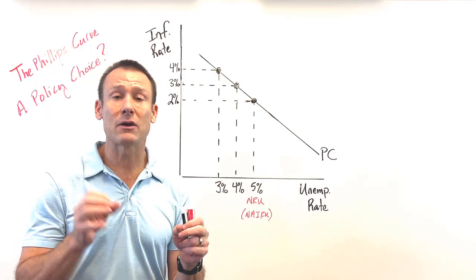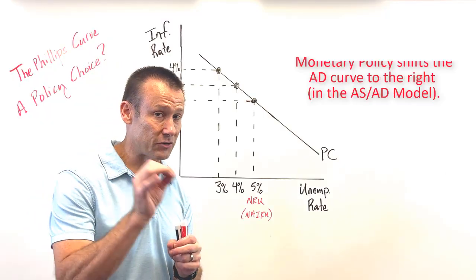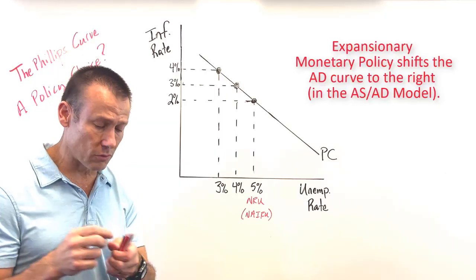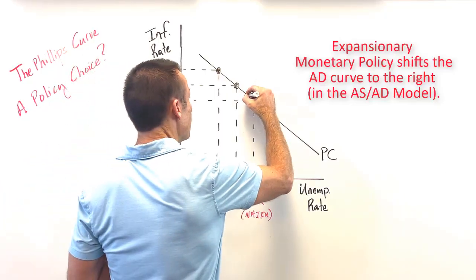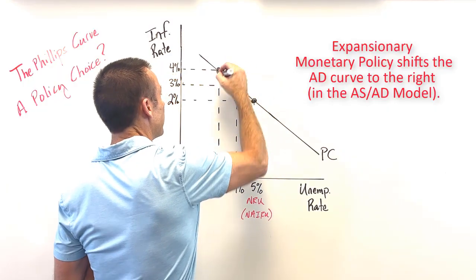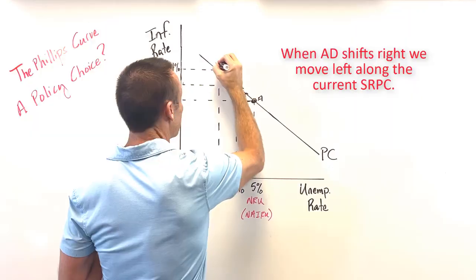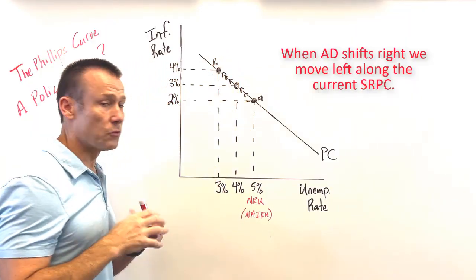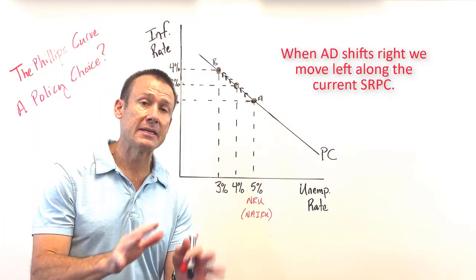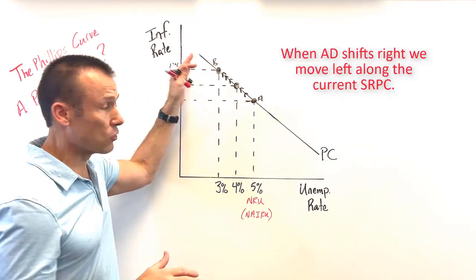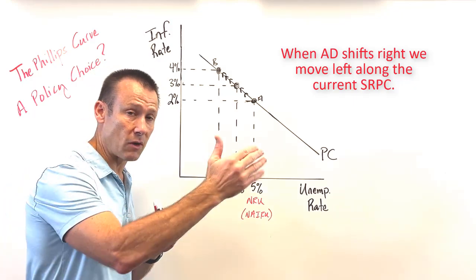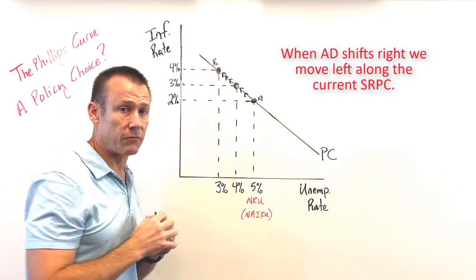In an ASAD model, you would see that AD curve shift, right? So as that AD curve shifted to the right, we would move along the Phillips curve. We move along over here. Let's call this point A and this point B. We move from A to B. Now, big takeaway: when the AD curve shifts, we move along the Phillips curve. So important to know that. And if AD is shifting right, we're moving left along the Phillips curve.